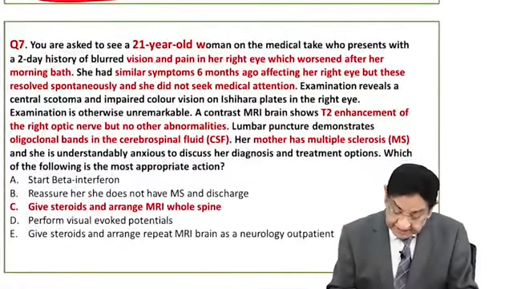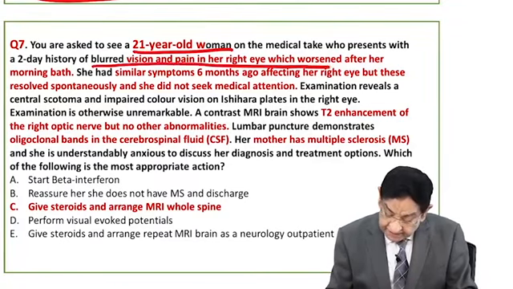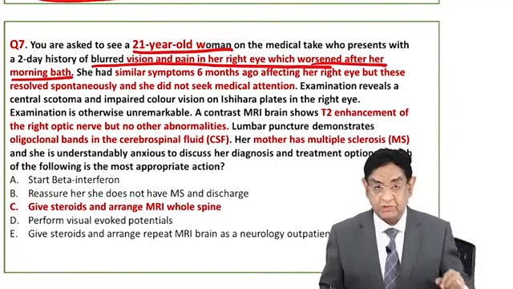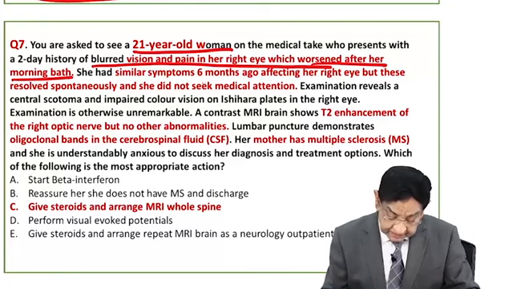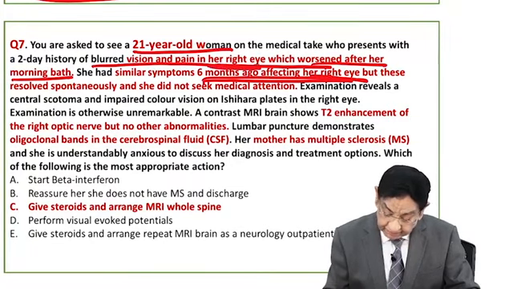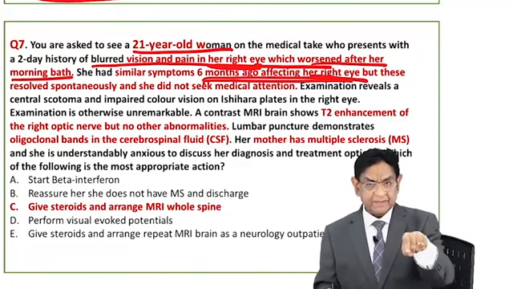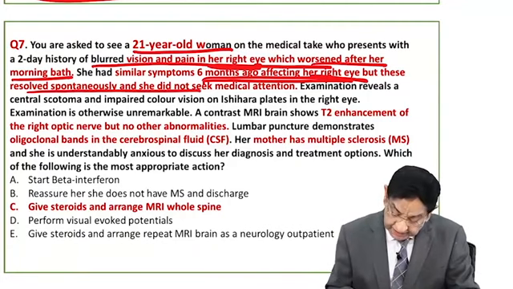Question 7: we are getting a 21-year-old lady with blurred vision, pain in the right eye, which worsens after a morning bath. She is talking about Uhthoff phenomenon. Similar symptoms happen again in the right eye. Point to be noted: same place, right eye. But that is all automatic, without taking any treatment.